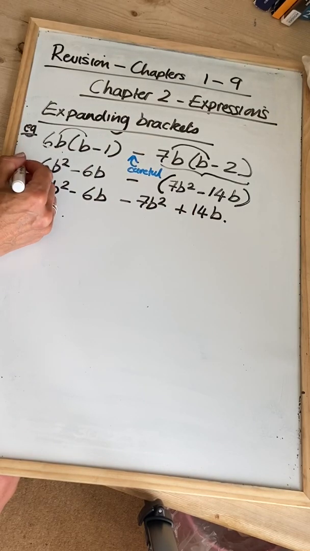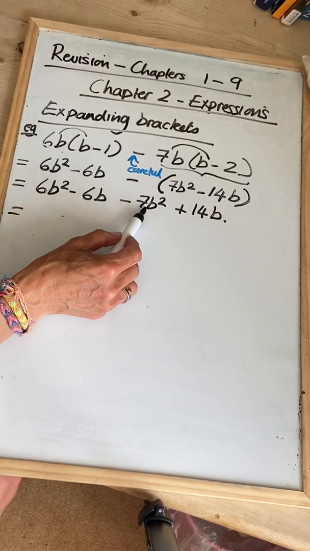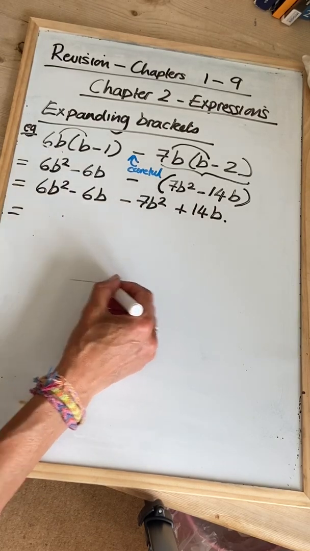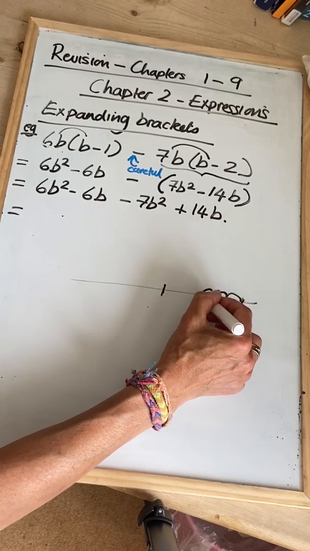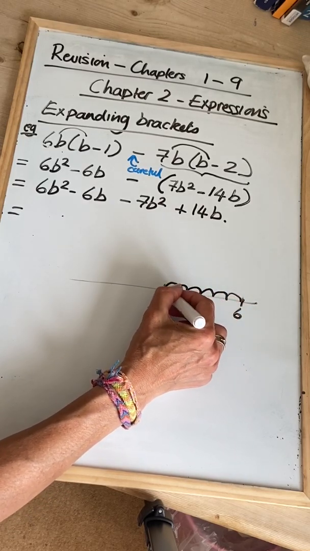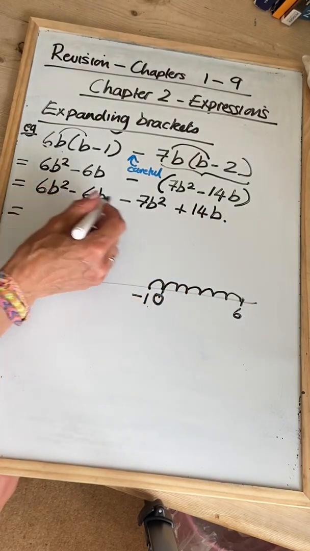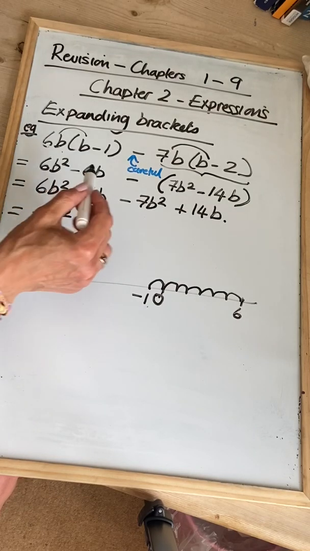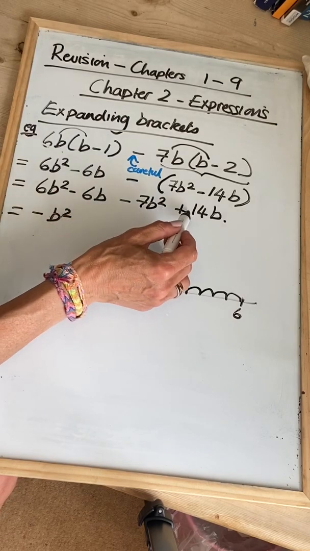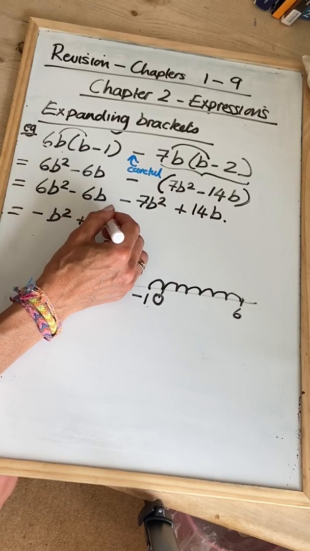Final stage on this is just to simplify it. So our b squared terms, I've got 6b squared minus 7b squared. Think about your number line. So you are at 6 on the number line. You are taking away 7. 1, 2, 3, 4, 5, 6 gets you to 0. And then another 1 gets you to minus 1. So I've got minus b squared. Remember, we don't write the 1. And then I've got a minus 6b and a plus 14b. 14 minus 6 is plus 8b.